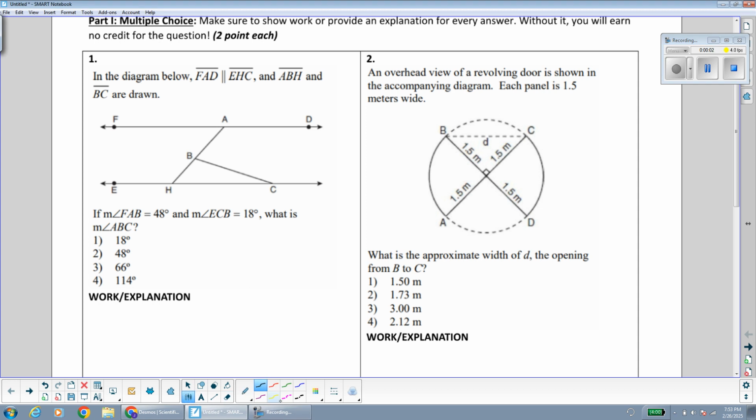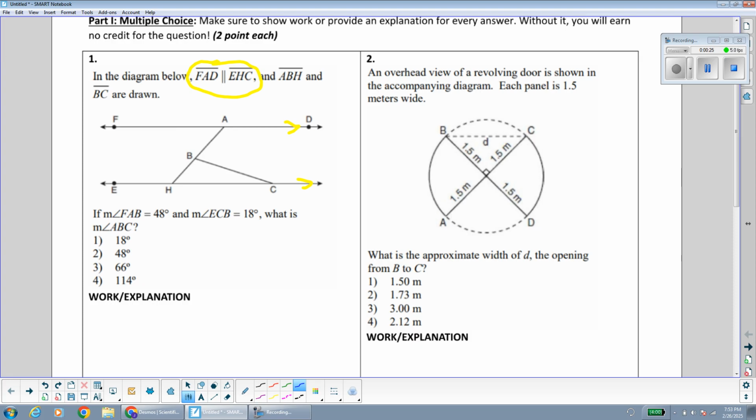Number one, a very important piece of information is that FAD is parallel to line segment EHC. So I'm going to put little arrows to indicate that they're parallel. And that's super important because when we have parallel lines, they're usually cut by a transversal, and then we have a ton of angle relationships that generally exist.